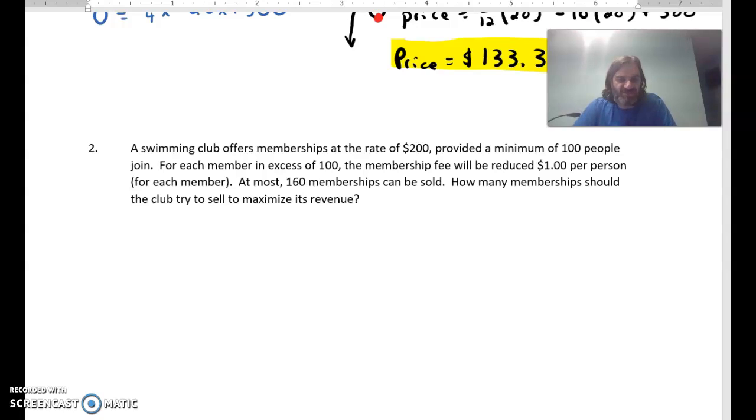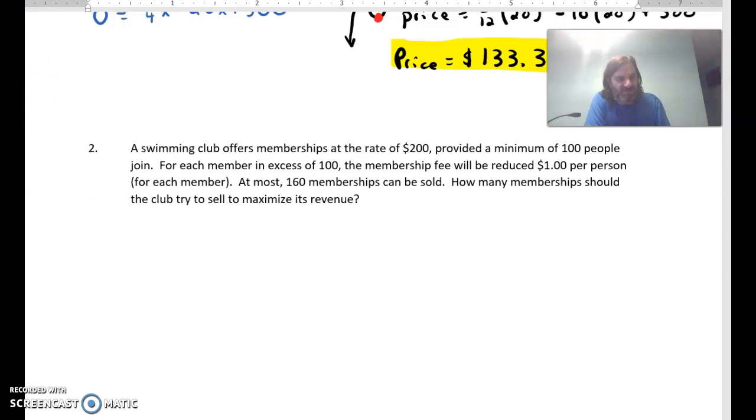A swimming club offers memberships at a rate of $200 provided a minimum of 100 people join. So we're not going to do anything less than 100 people. For each member in excess of 100, the membership fee will be reduced by $1 per person for each member. At most, 160 memberships can be sold, so we can't just keep adding people to the list to get the price down to 0. So there is a cap on the number of people. How many memberships should the club try to sell to maximize the revenue?